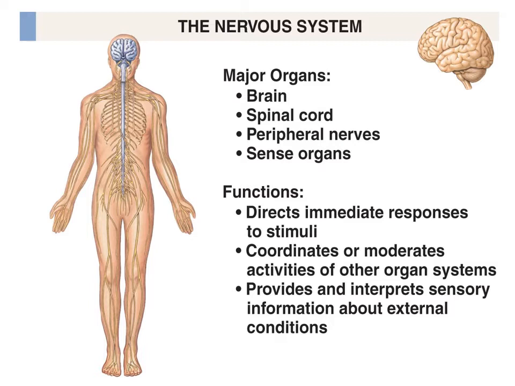Those are the main systems that we're going to look at in A&P1. So we're going to do the integumentary system, the skeletal system, the muscular system, and the nervous system. And then in A&P2, we're going to move on to the rest of the systems.